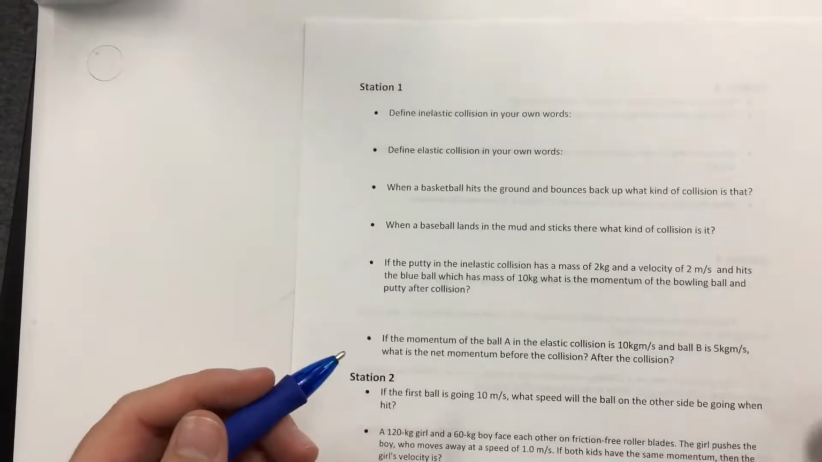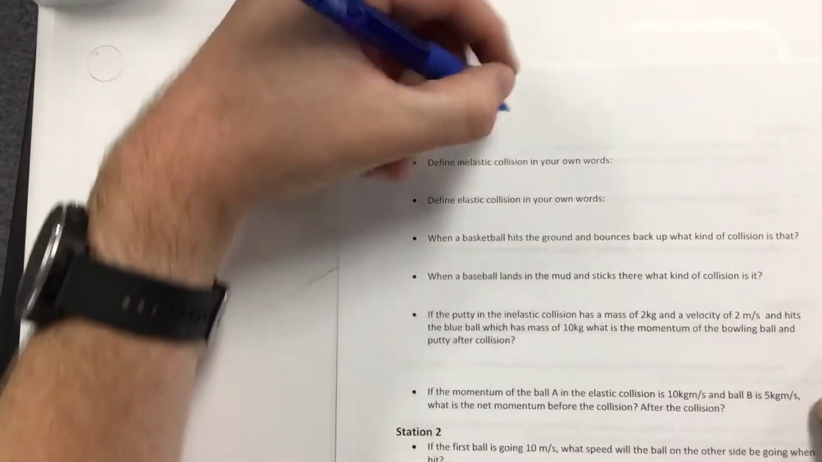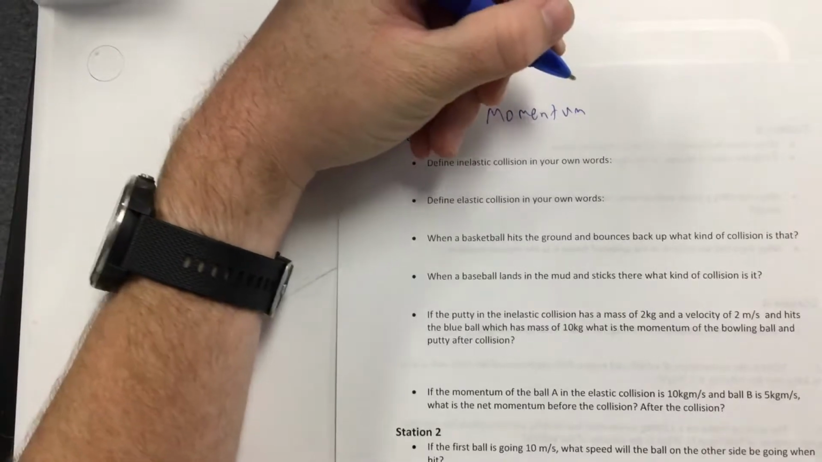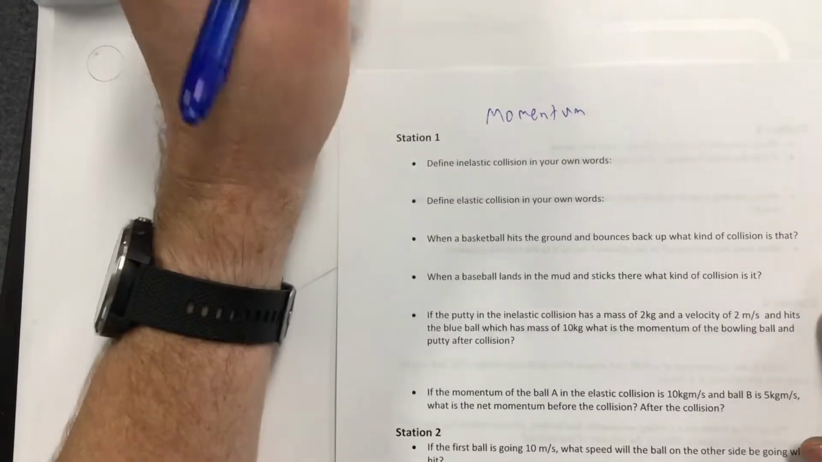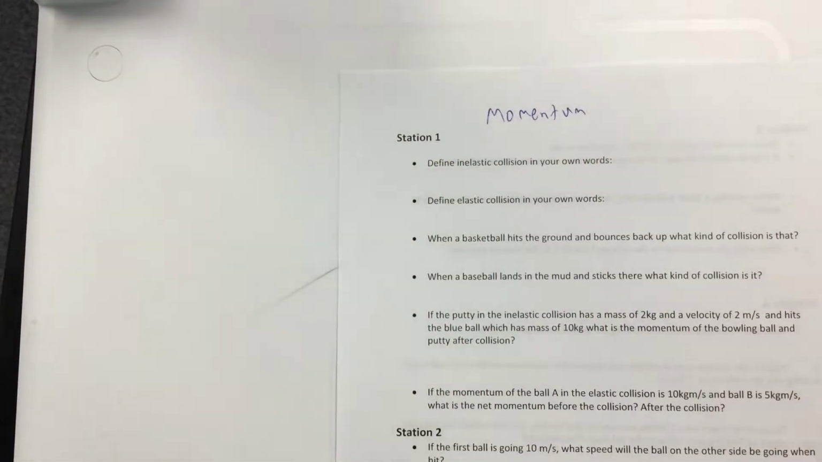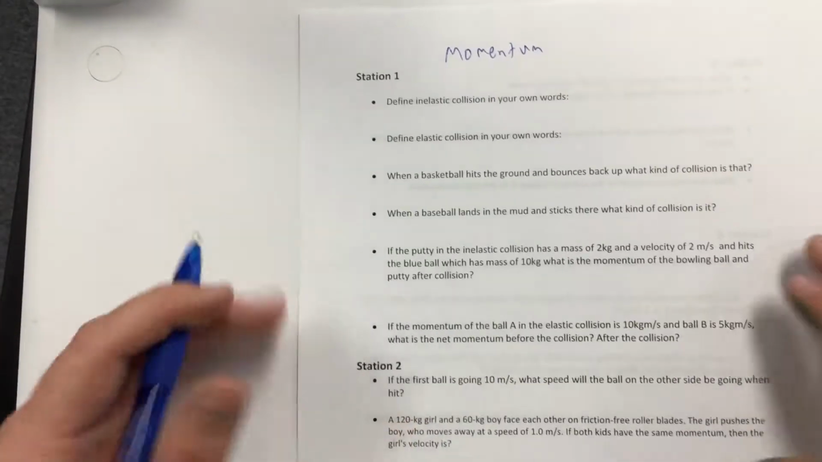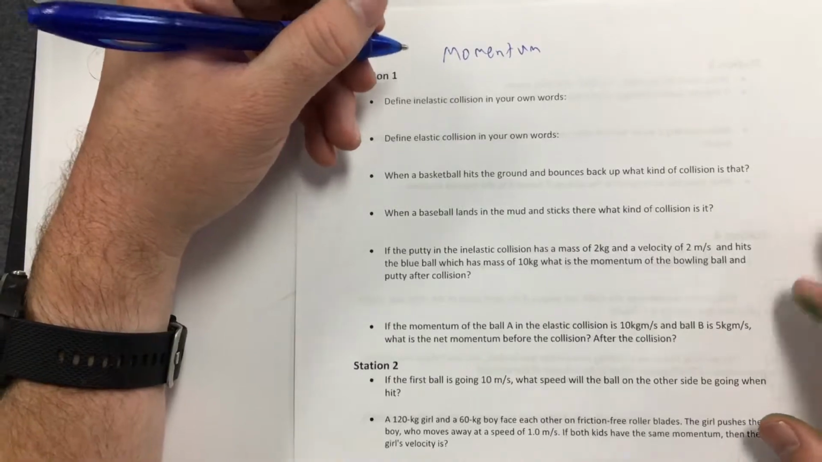All right, so we've got our study guide. This is for our momentum test. Just remember, if I'm going too fast or too slow, you can fast forward, rewind, whatever you need to do, pause the video, write down the notes. But you need to know this stuff for the test.